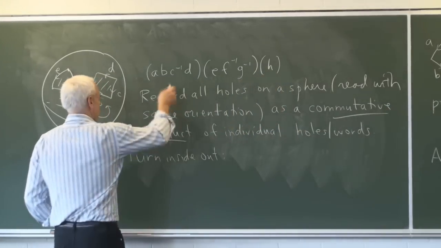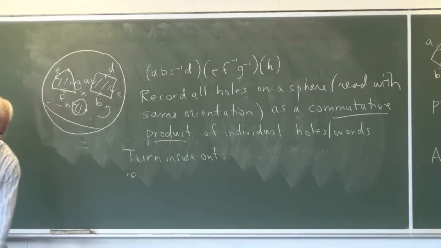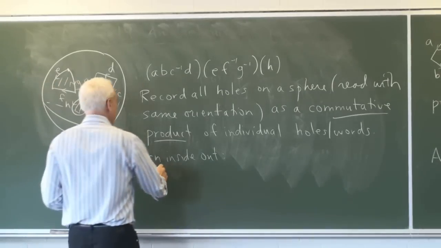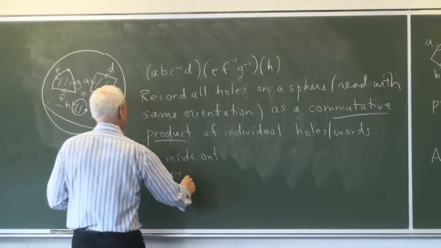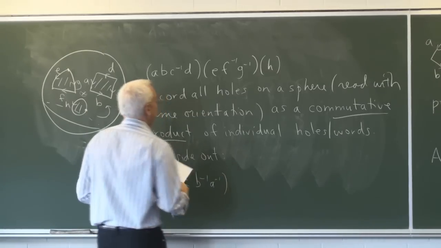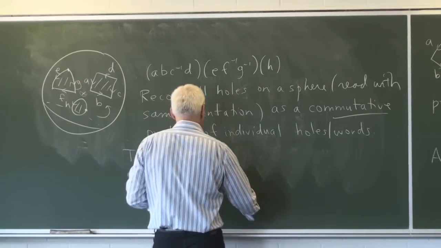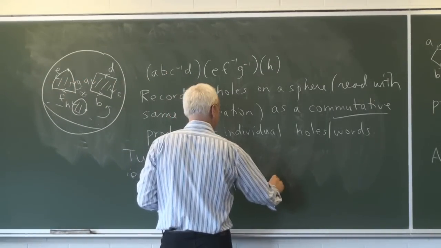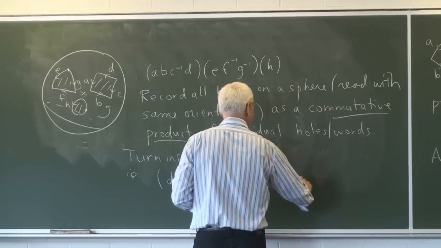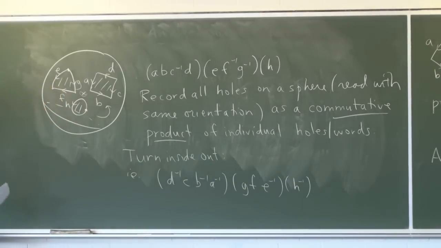So in this case here, we would get, say, D inverse C, B inverse A inverse. It's easiest just if you read it backwards. G, F, E inverse, and H inverse. So that's a sphere with holes.